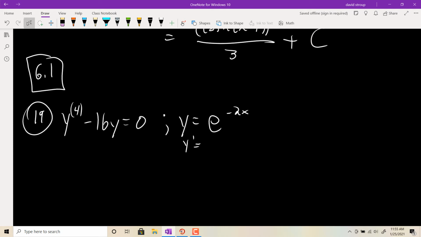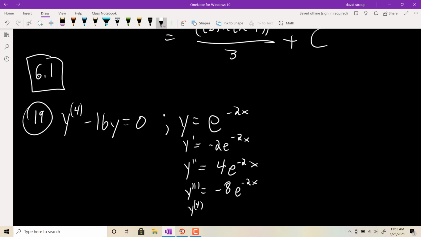By the chain rule, the derivative of e to the negative 2x is negative 2 e to the negative 2x, right? So it's just e to the negative 2x times the derivative of negative 2x, which is negative 2. And then y double prime is negative 2 times negative 2, which is positive 4, because I'm just tacking on another negative 2 each time. It's negative 8. And then the fourth derivative is positive 16.